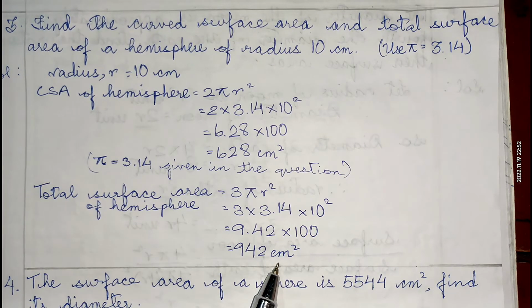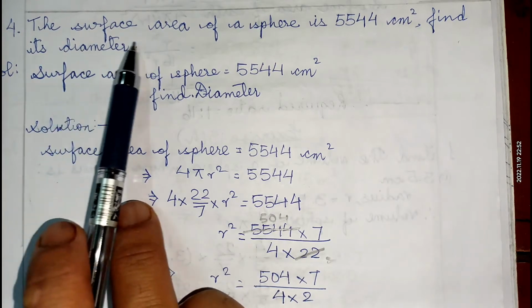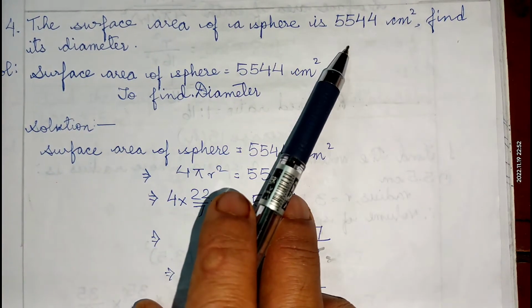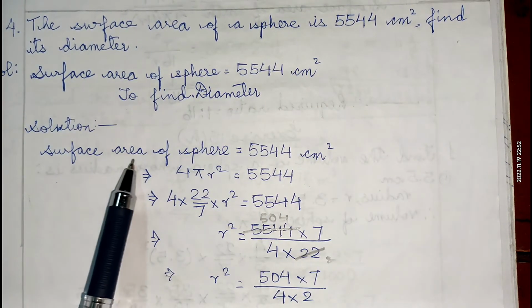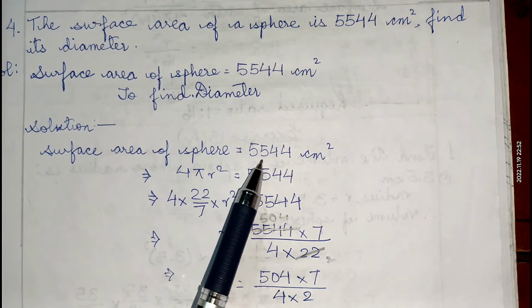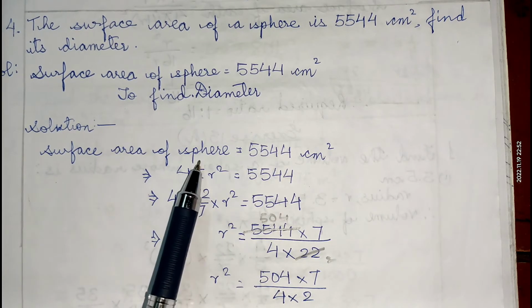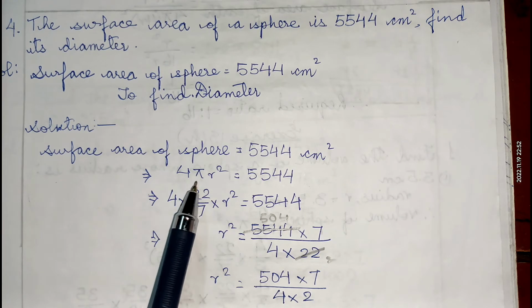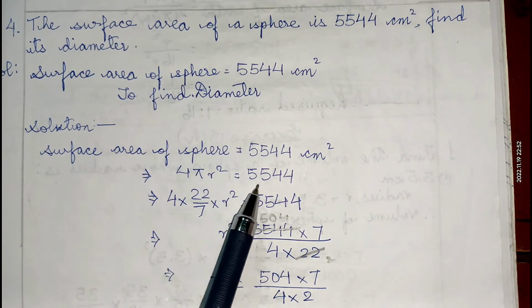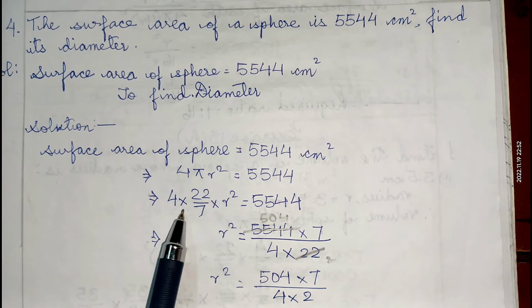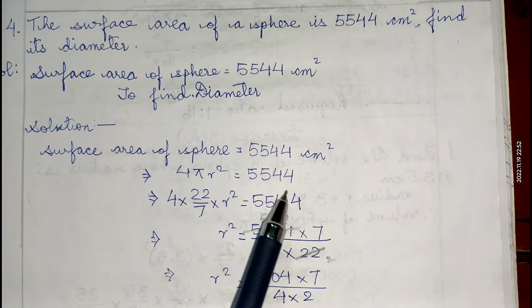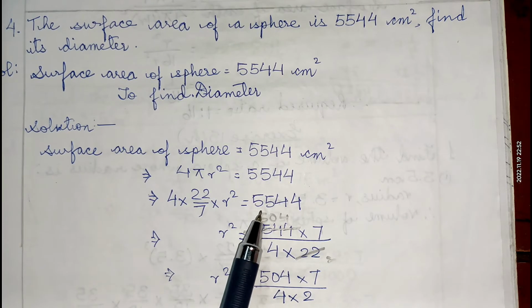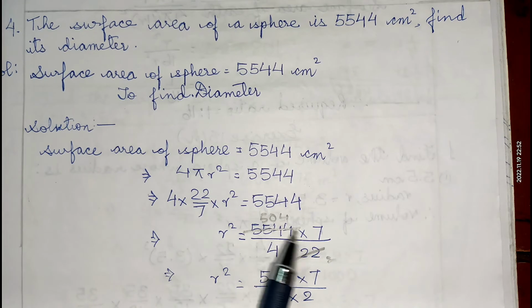Question number 4: it is given that the surface area of a sphere is 5544 centimeter square. Find its diameter. Now, the surface area of a sphere is given as 5544 centimeter square, and we know that in case of a sphere, the total surface area is 4 pi r square. So 4 pi r square is 5544. So 4 into, instead of pi we can use 22 by 7, into r square is 5544. So r square will be 5544 into 7, and this 4 and 22 will come in the denominator.